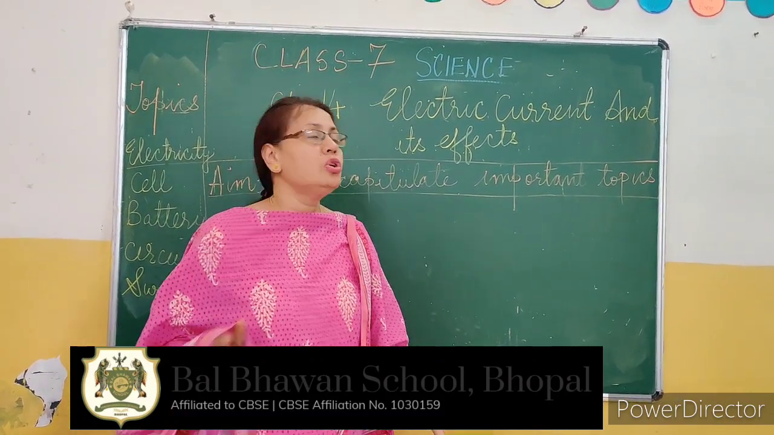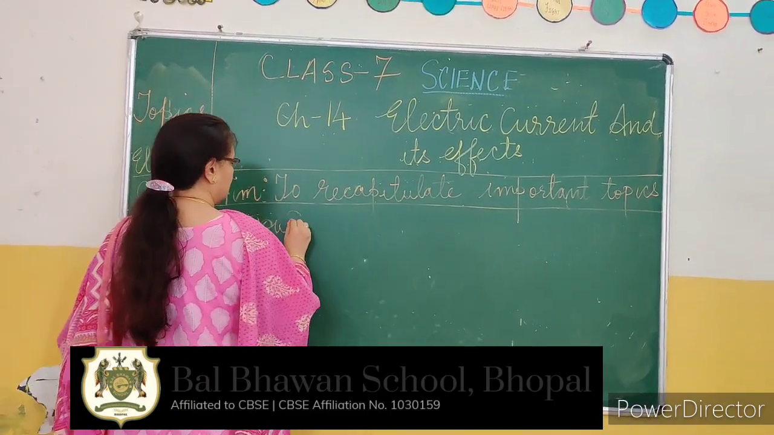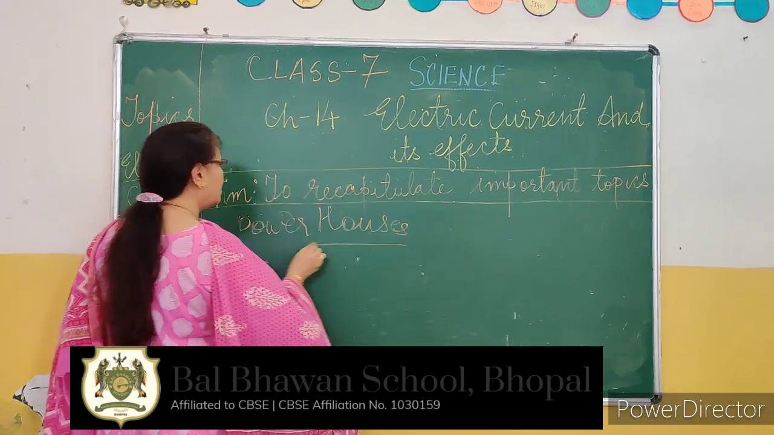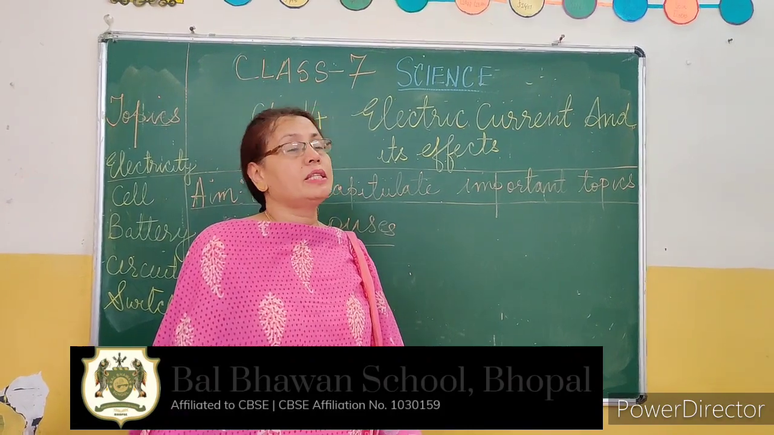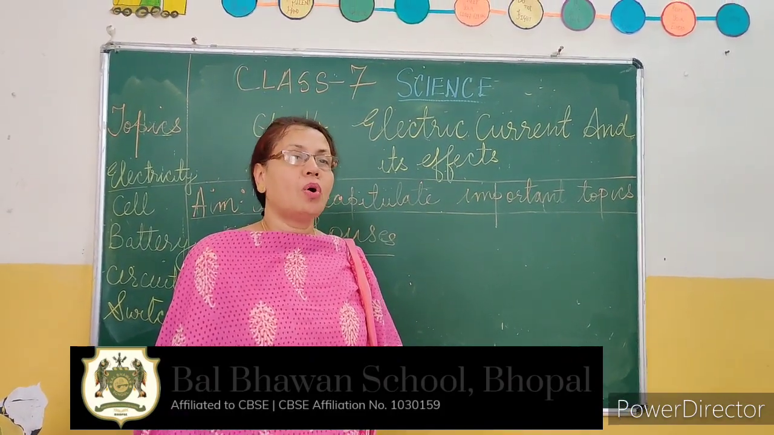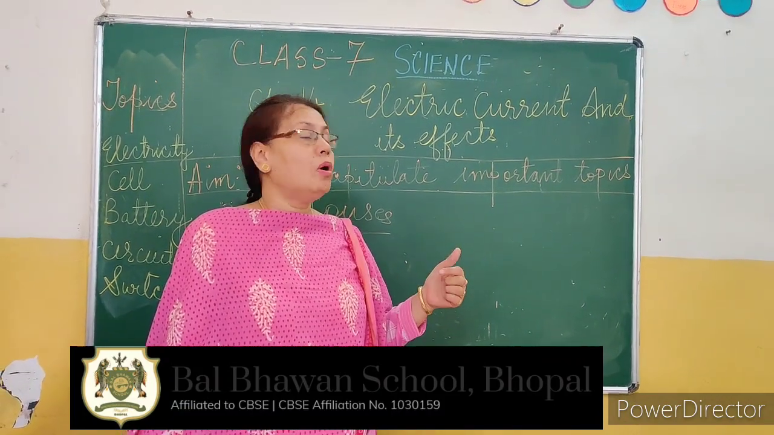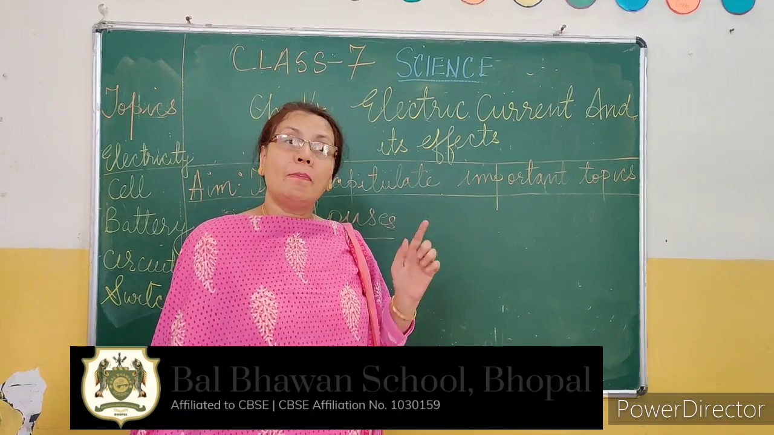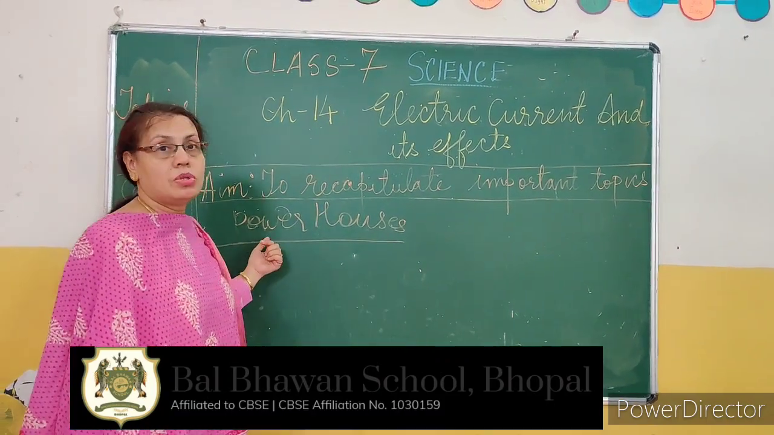Okay children, now where is this electricity produced? In class 6, you have studied about powerhouses. These powerhouses are those places where electricity is generated. Now these powerhouses can work with the burning of coal, we call them thermal power plants, or they can work with the help of flowing water or with the help of steam. So the places where electricity is produced are called powerhouses.